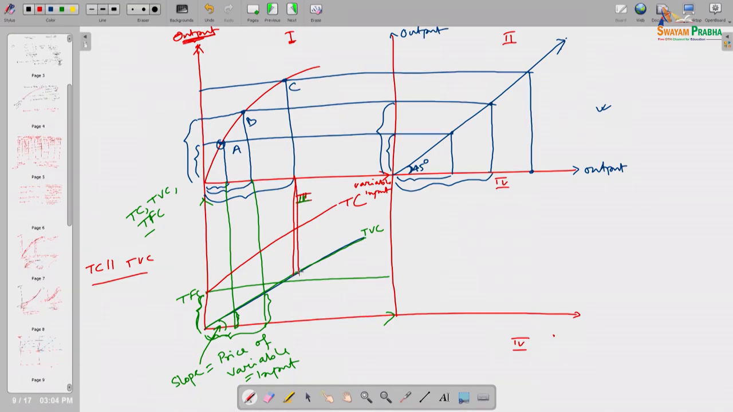Now, what do we have to convert? This total cost, say this is A prime, this is B prime, this is C prime. A prime point is showing the total cost for point A, B prime the total cost for point B, C prime the total cost for C. So, in the fourth quadrant, panel 4, we are measuring output on the horizontal axis and on the vertical axis all these three types of cost. Okay. So, if we measure that, what will it look like?